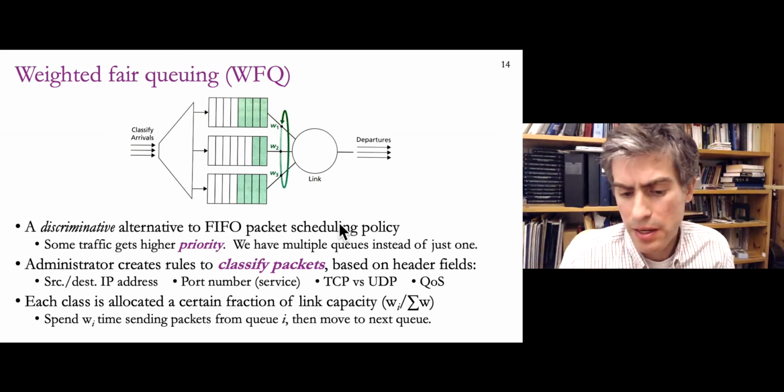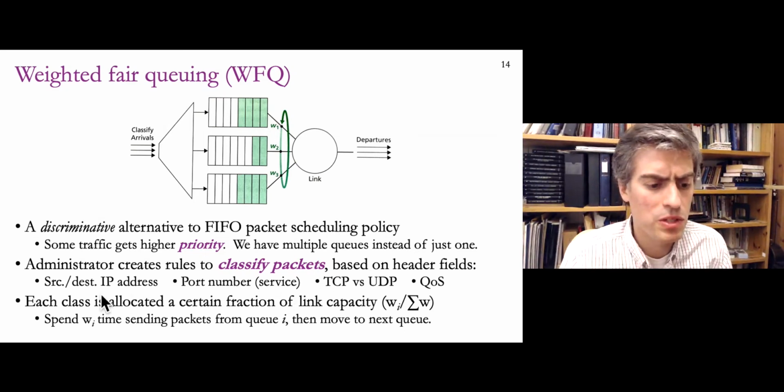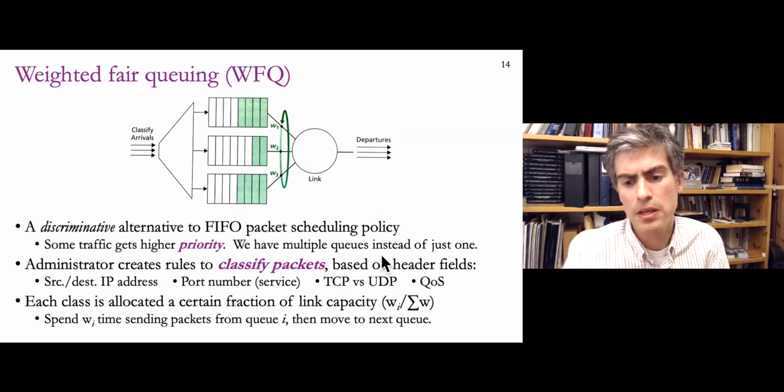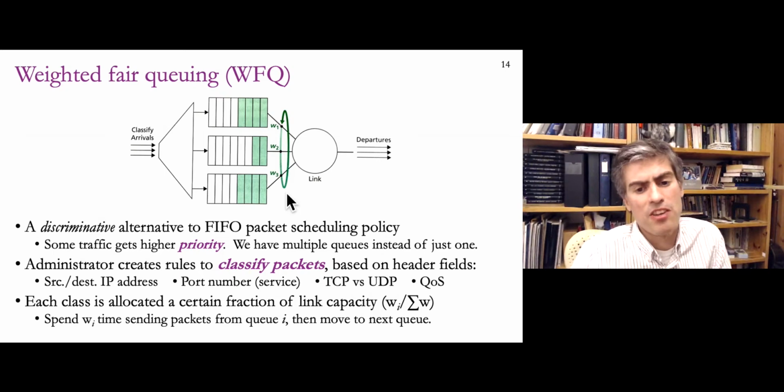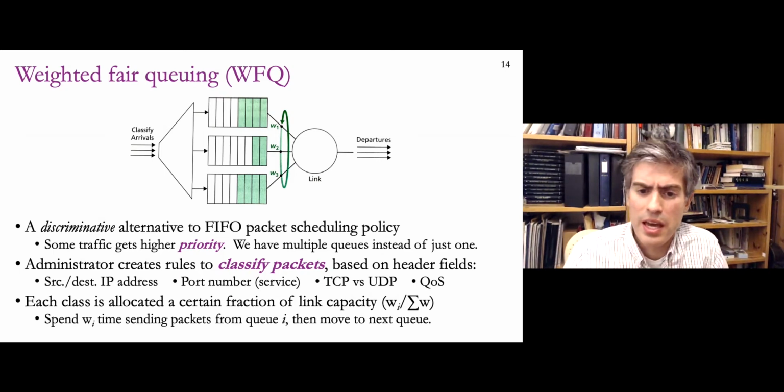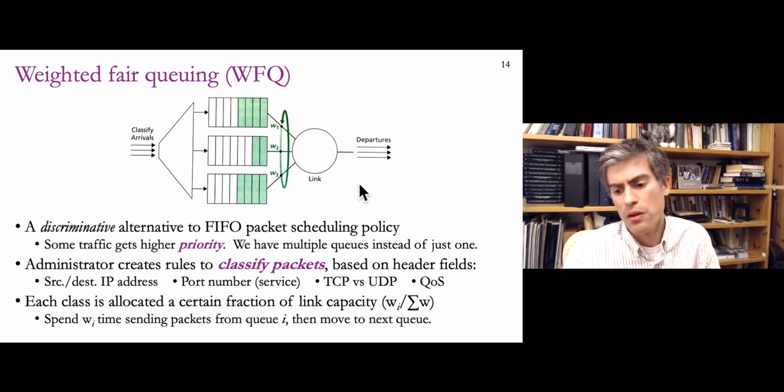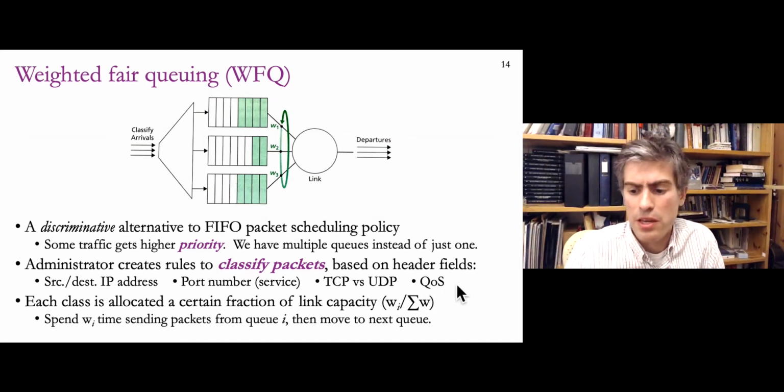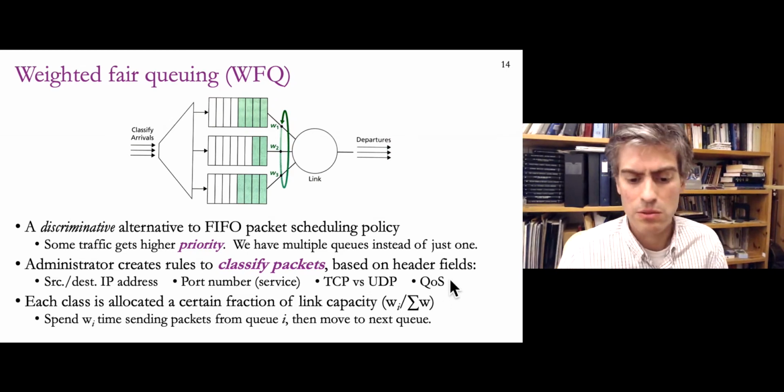It's simple to implement. You can use different rules like IP addresses, port numbers, whether it's TCP versus UDP. For example, UDP traffic, you might want to give low priority because UDP traffic doesn't have congestion control, so it can easily overwhelm the network. Or you could have an explicit quality of service flag that's being set by routers on the IP header. We haven't really talked about that. That's not super important.